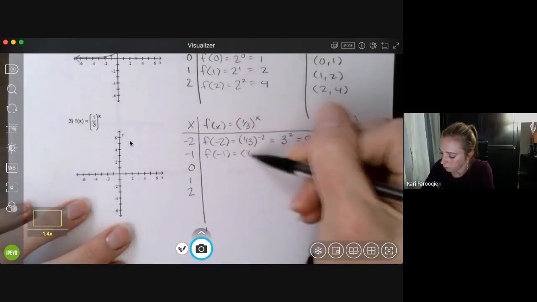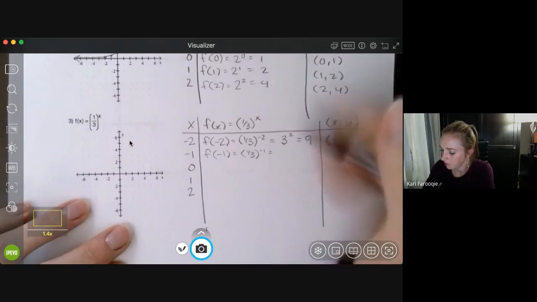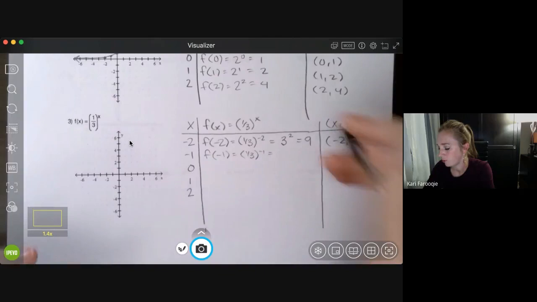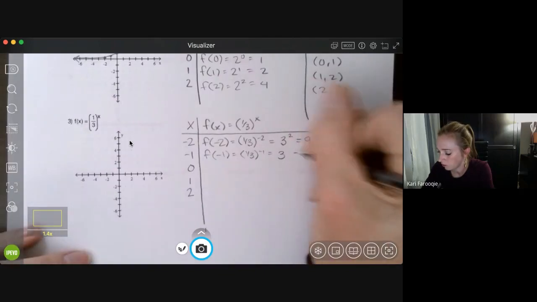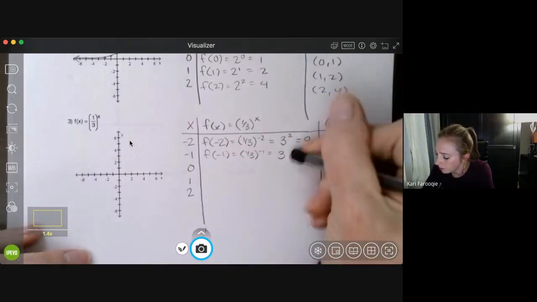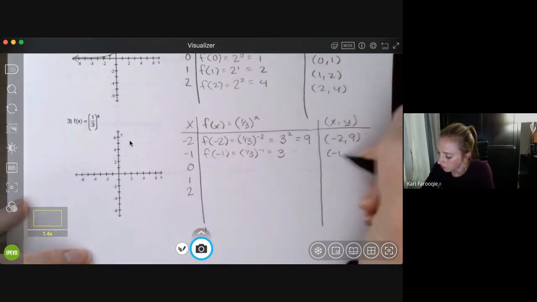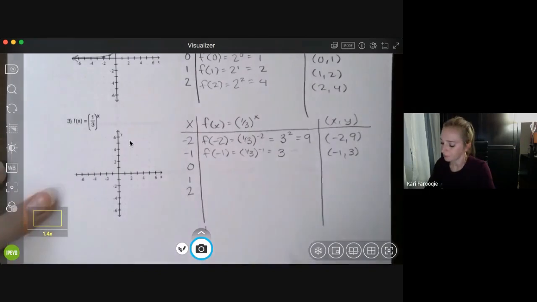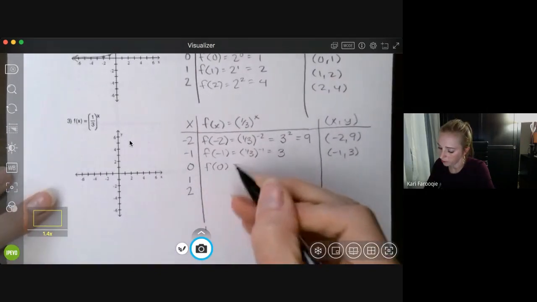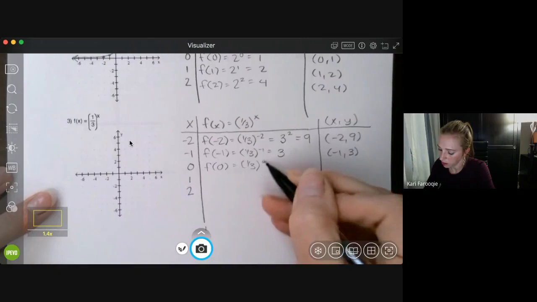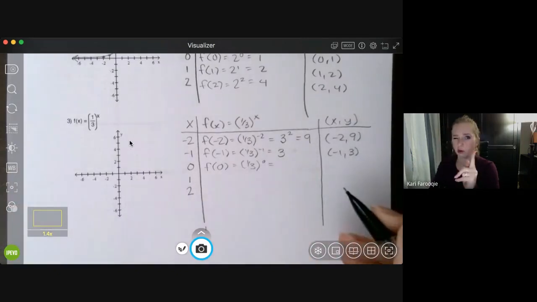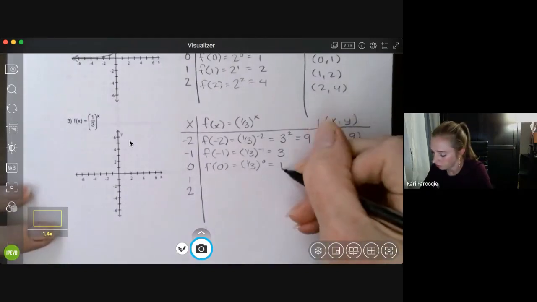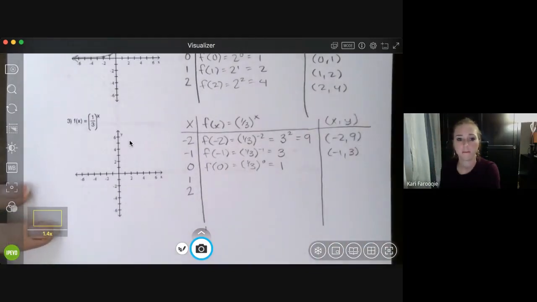f of -1, similar idea. 1/3 to the -1st power is just 1 over 1/3, which is 3 to the 1st. I guess we can just leave it as 3. So this is -1, 3. And then we'll find f of 0. Again, any real number to the 0 power is 1. So it doesn't matter if it's a fraction or an integer. As long as it's a real number, take it to the 0 power, you get 1.